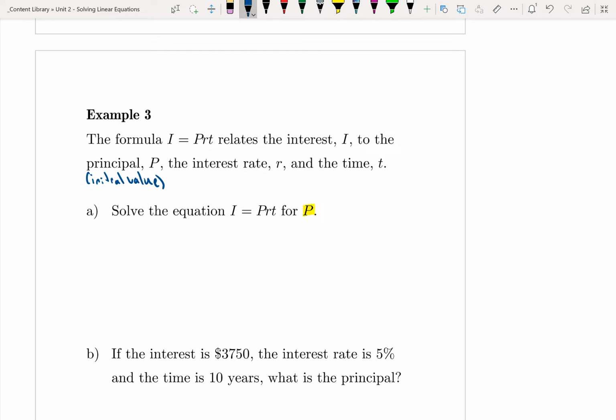So in order to do that, let's just rewrite our formula, I equals PRT. I want to get P by itself. I see that P is being multiplied by R and T, so the nice thing about that is I can group those together. If I'm multiplying by R and T and I want to cancel it out, then I'm going to divide by R and T. And I'm going to do the same thing to the other side. It'll cancel out on the one side, so I'm left with I over RT is equal to P, which is my new formula.